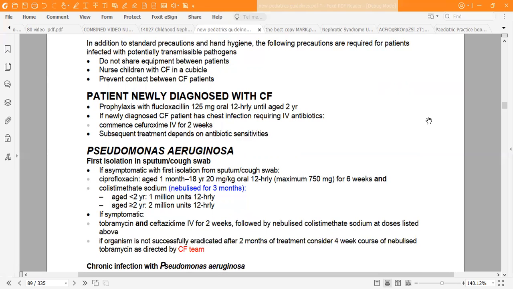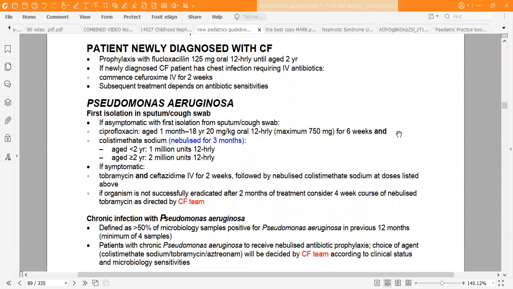For subsequent treatment, if you need to change the antibiotic, you have to discuss with the CF team first. The antibiotic change will depend on the future culture and sensitivity of the sputum. So basically and initially, after discussion with the CF team, you will start flucloxacillin orally 125 milligram every 12 hours until the age of 2 years. And if he is newly diagnosed and has a chest infection, he is symptomatic and needs IV antibiotics, you will start cefuroxime IV for 2 weeks.